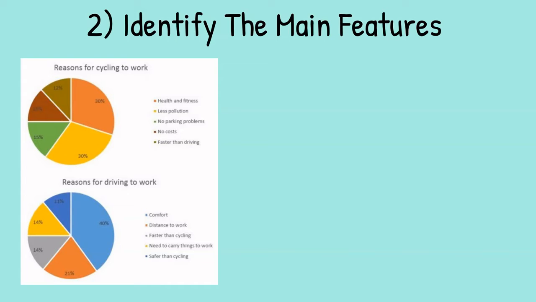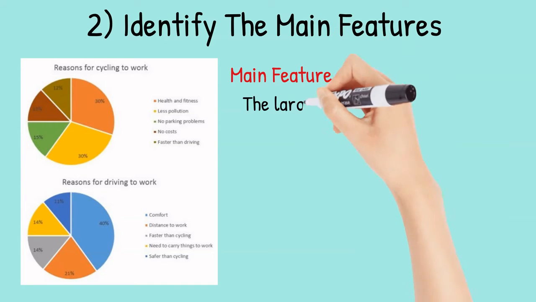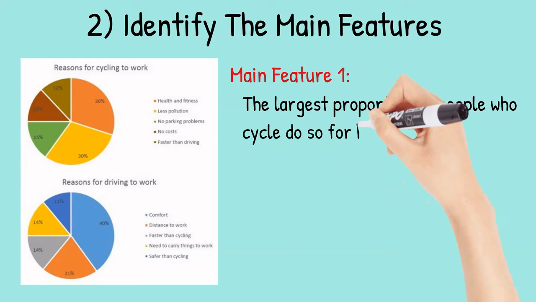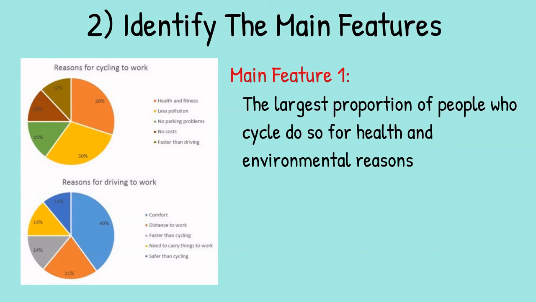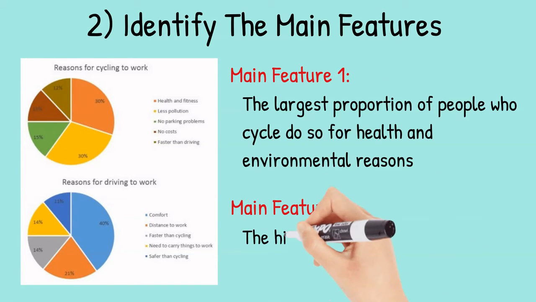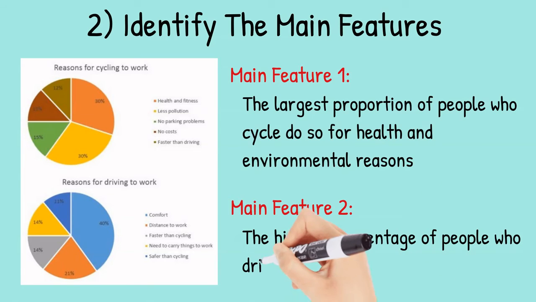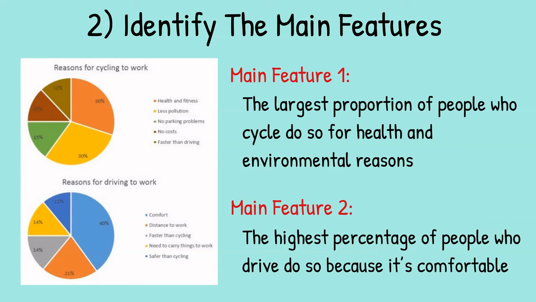So what information is contained in the 2 pie charts? Here's our pie chart again. They show 2 different methods of traveling to work and illustrate the reason why people choose these types of transport. What main features stand out? There are 2 main features in the pie charts. Main feature 1, the largest proportion of people who cycle do so for health and environmental reasons. Main feature 2, the highest percentage of people who drive do so because it's comfortable.